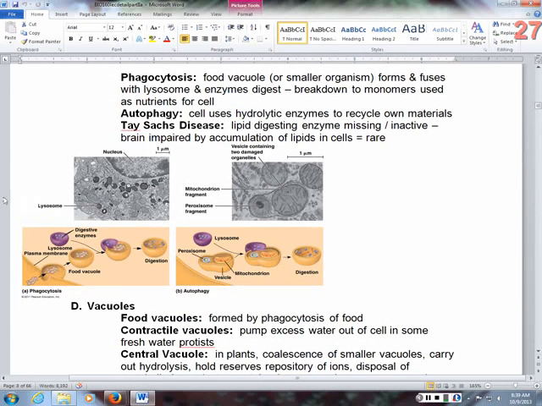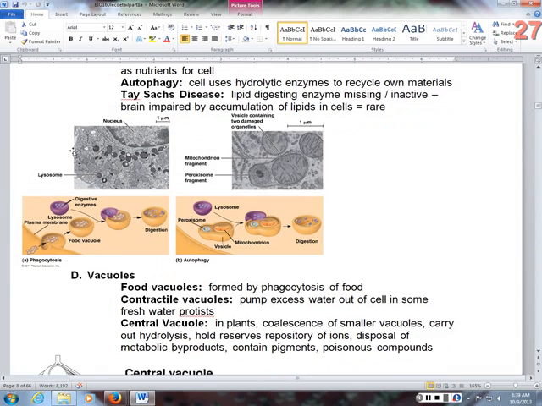So autophagy is when the cell uses hydrolytic enzymes to recycle its own materials. So it's just a way of digesting things within the cell to reuse the supplies. An example of a disease where something goes wrong with this is Tay-Sachs disease, where the person is missing a lipid digesting enzyme or it's inactive in the brain, and it allows some of the lipids to start to accumulate and cause problems. It's actually a fairly rare disorder.